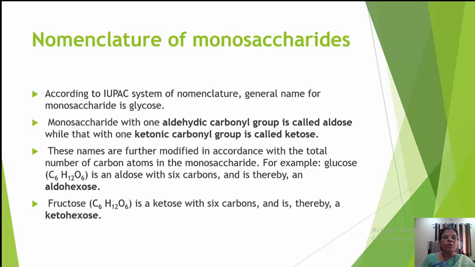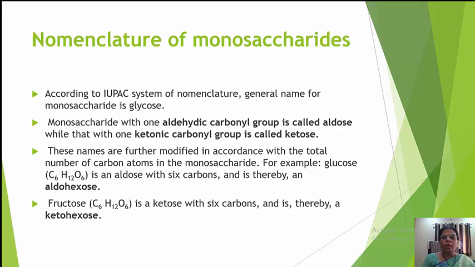Now we are going to see nomenclature of monosaccharides. According to the IUPAC system of nomenclature, the general name of monosaccharide is glucose. Monosaccharides with one aldehydic group are called aldoses, while those with one ketonic group are called ketoses. That is, monosaccharides which possess an aldehyde group are called aldoses, and the monosaccharides which possess a ketonic group are called ketoses. These names are further modified in accordance with the total number of carbon atoms in the monosaccharide.